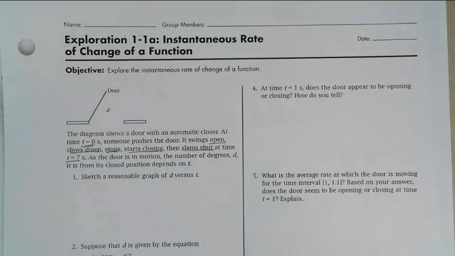seconds. As the door is in motion, the number of degrees, d, it is from its closed position depends on t, time. So we're going to sketch a reasonable graph of d versus t. So go ahead and try and do that. Maybe pause the video so that you can get your mind thinking and not just listening to me. And then come back.